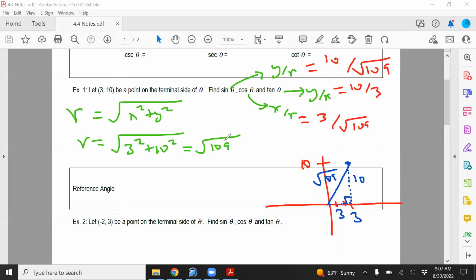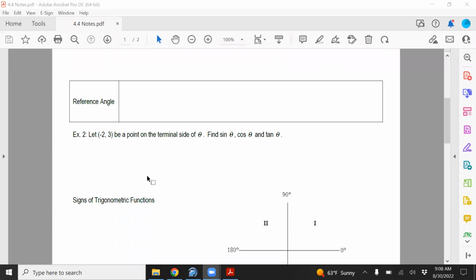Questions before I do example 2 and talk about the reference angles? No? If we ever calculate on a test, you want us to simplify root 109? I don't care. Because in calculus, we don't care, and I'm getting you guys ready for calculus. Calculus teachers don't care either. We made you do it in Algebra 1 and Algebra 2 just so you know the process, but yeah, I don't care. All right, reference angles.